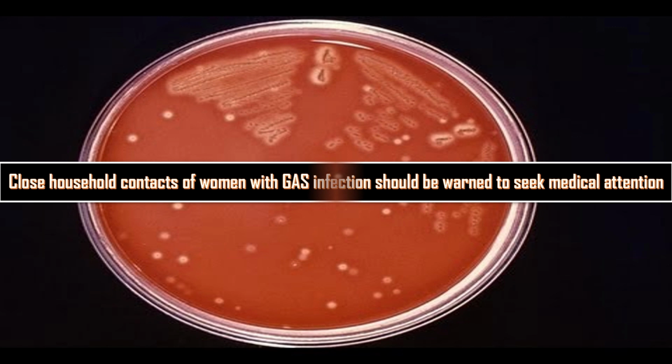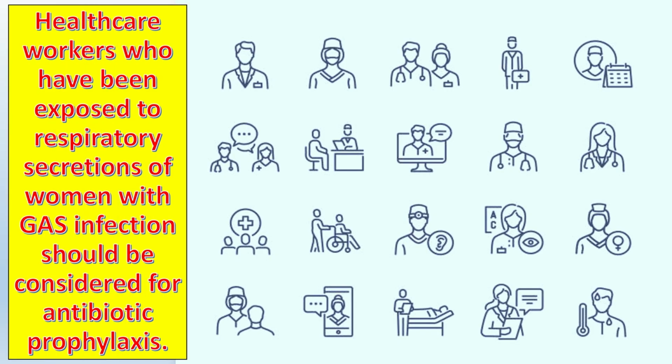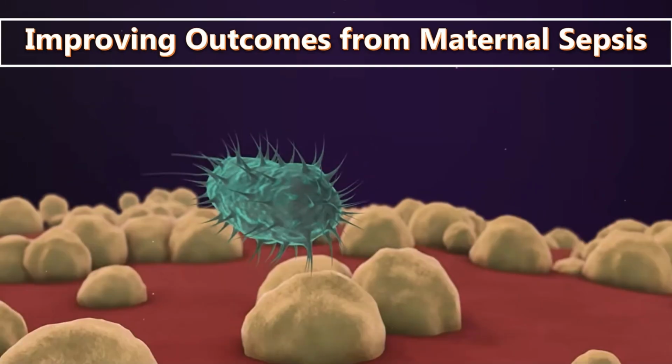Close household contact of the woman with group A streptococcal infection should be warned to seek medical attention should the signs and symptoms develop and may warrant the antibiotic prophylaxis. Healthcare workers who have been exposed to respiratory secretions of women with GAS infections should be considered for the antibiotic prophylaxis.